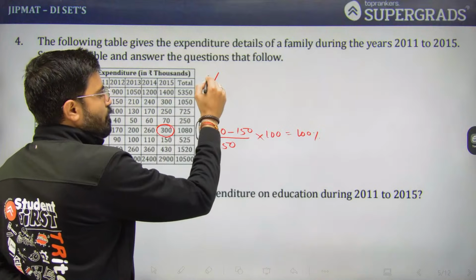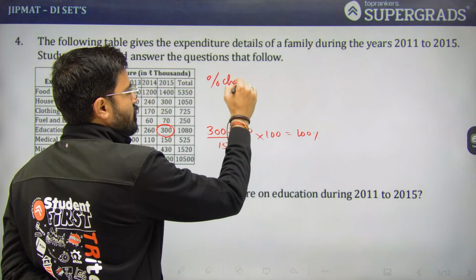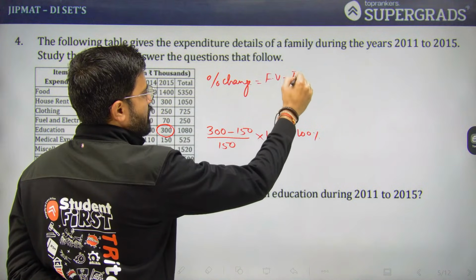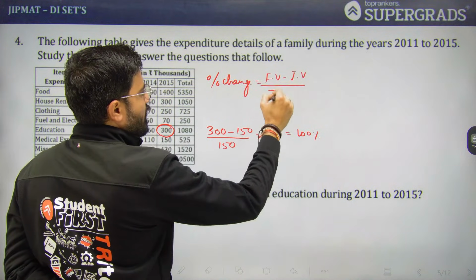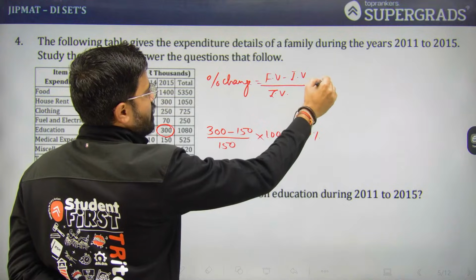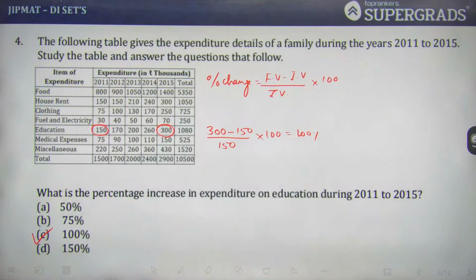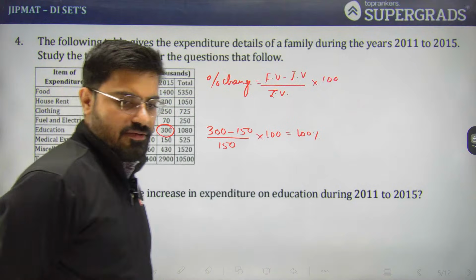What do we use for percentage change? We use final value minus initial value over initial value multiplied by 100. Got this? So the answer is C.